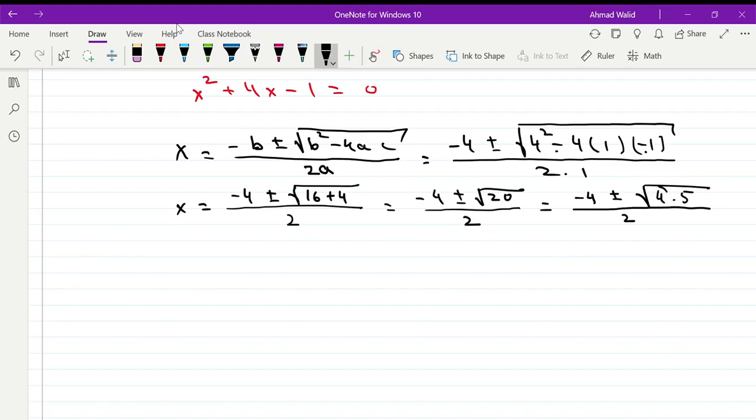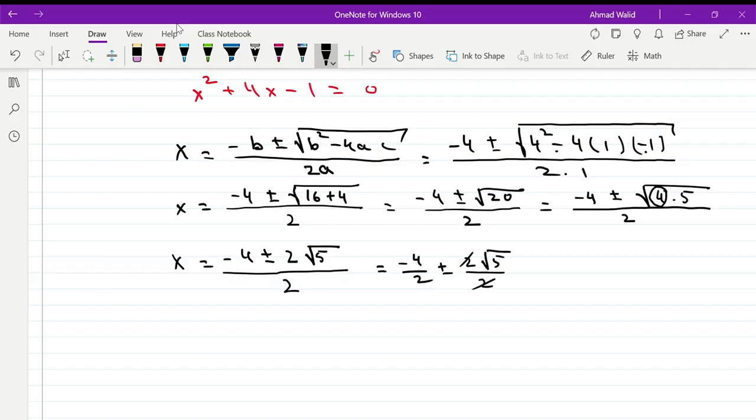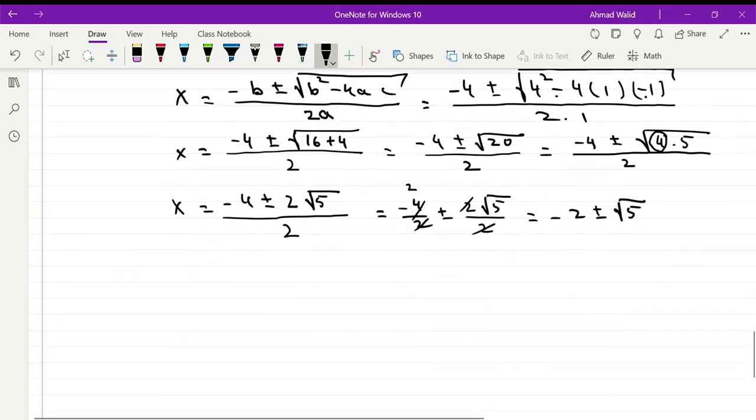Now you can take the square root of 4, right? Then x equals negative 4 plus minus square root of 4 is 2, correct? 5 stays under the radical over what? Over 2. And if you simplify, it gives you what? You can write this way, negative 4 over 2 plus minus 2 radical 5 over 2, right? And you can cancel the 2's here. Then your final answer is negative 2 plus minus radical 5. Here you go. You got 2 more zeros.